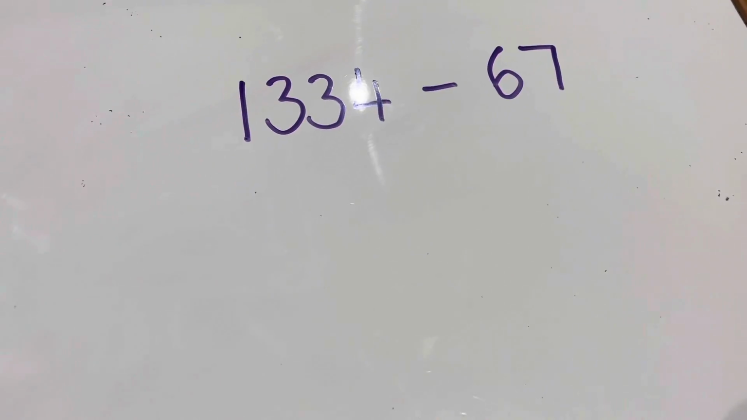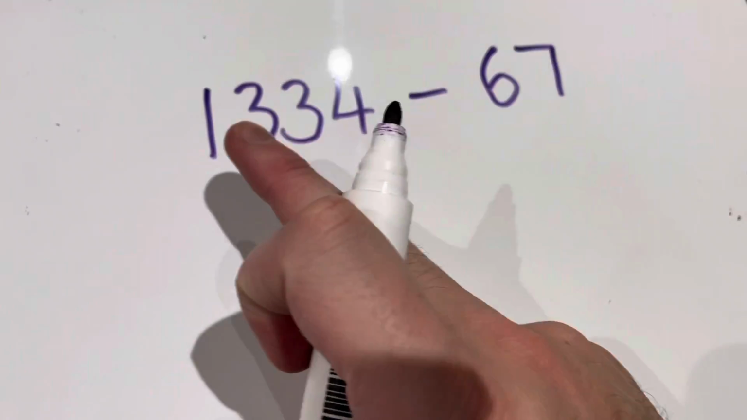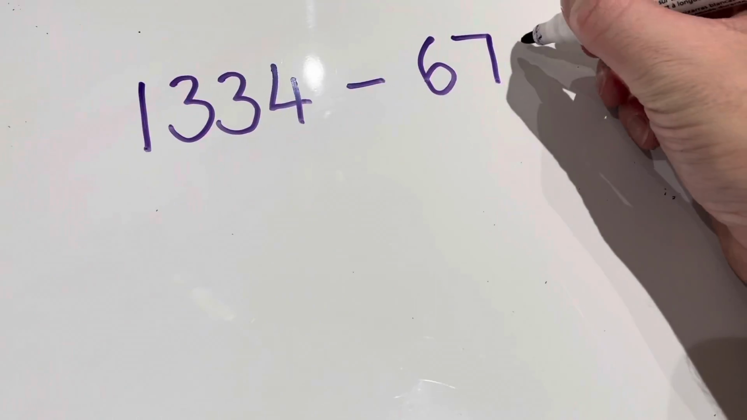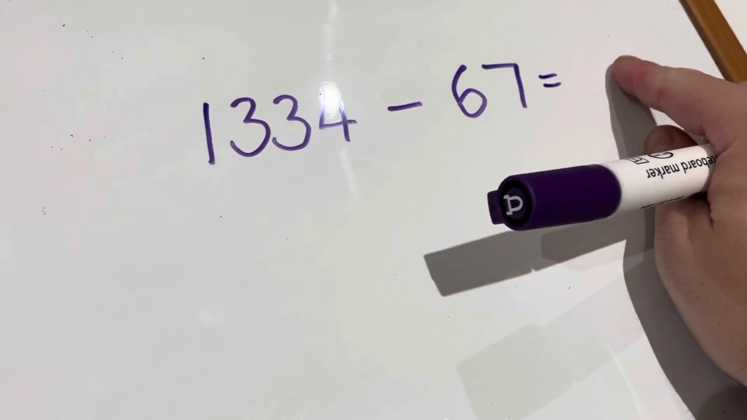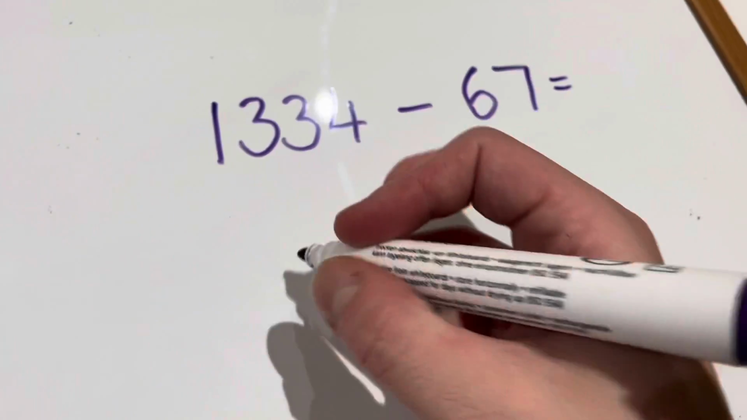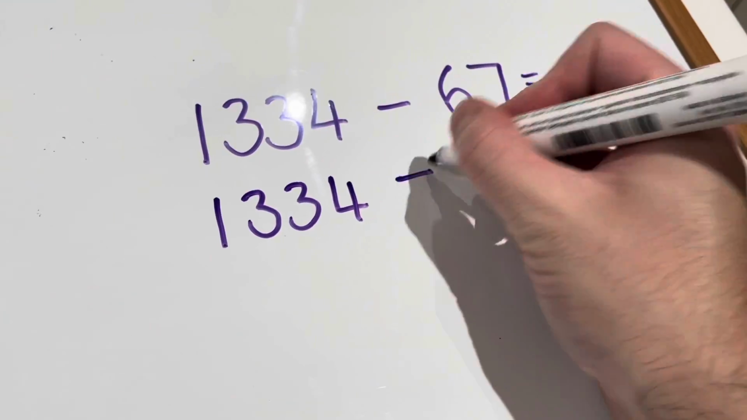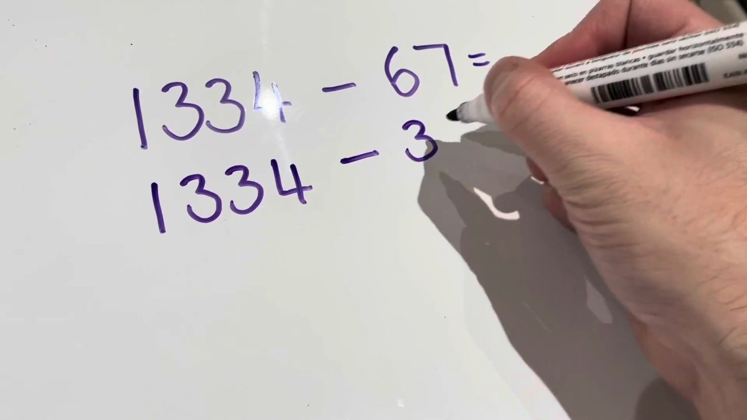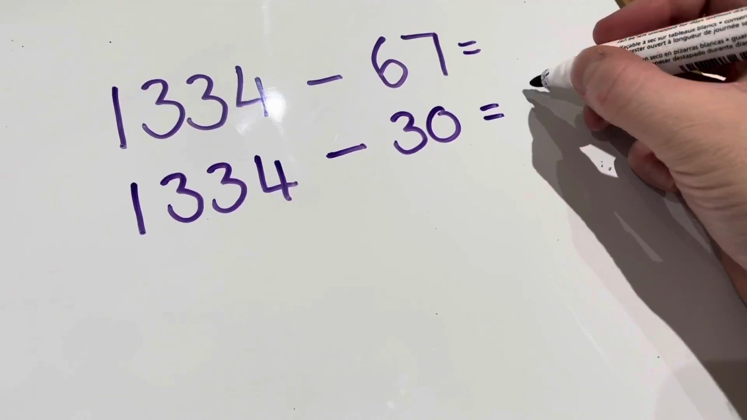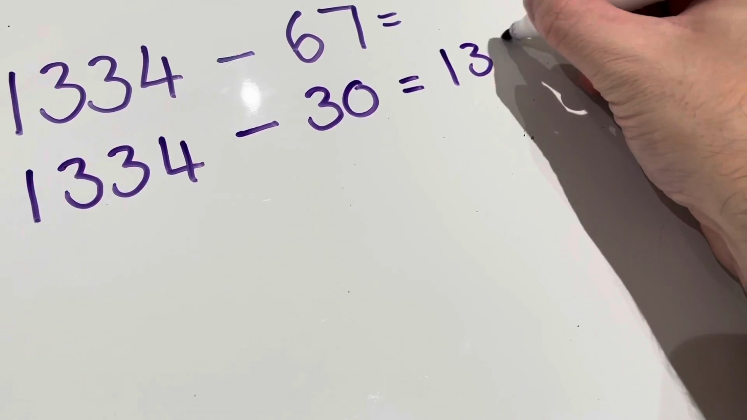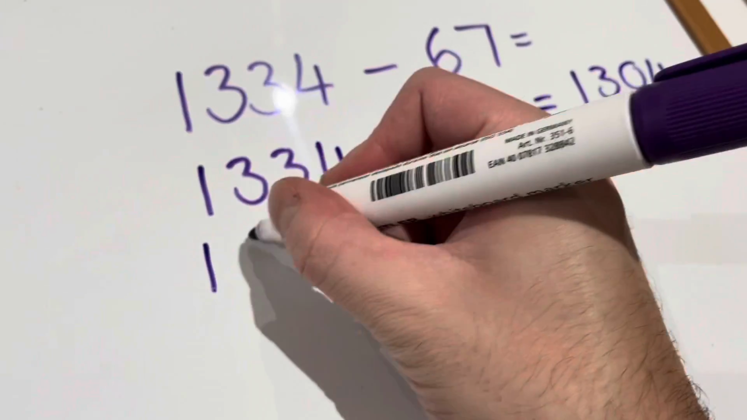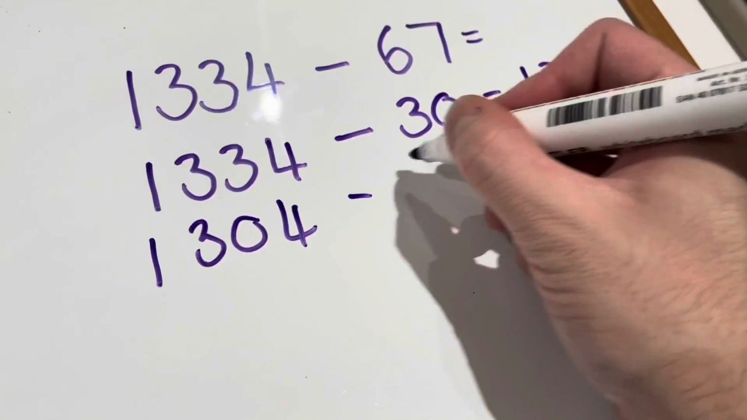This is how I would do this question. Again, you might have different jumps on the way back, that's fine. As long as we end up on the same number at the top at the end, it's absolutely okay. Starting the bigger value, which is 1,334. I'm going to take away 30. Give me 1,304. I'm going to take away 4.